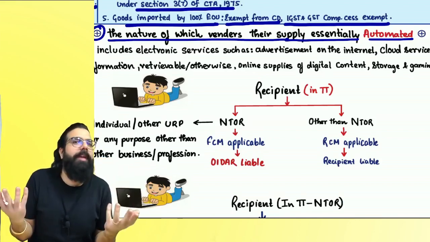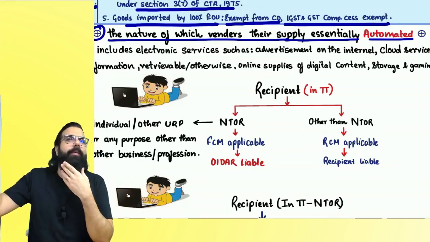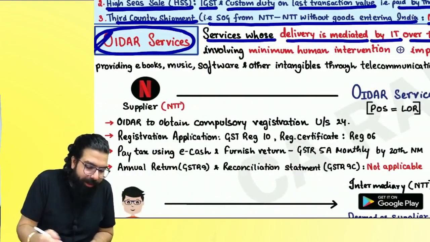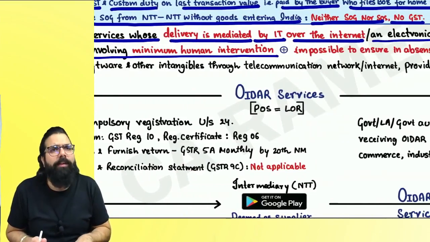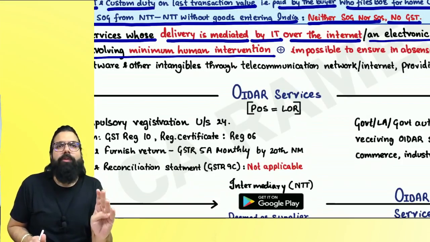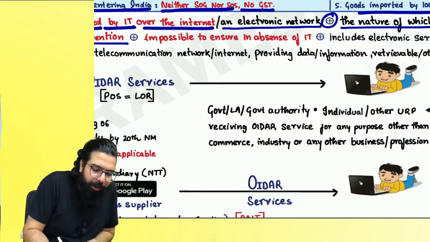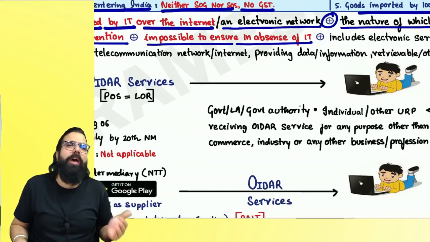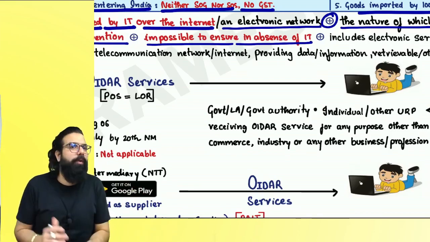You want to download a game from the internet, automatically you can go online to the website where the game is and download it. Then it is known as OIDAR service. It involves minimum human intervention. Do you ever call Netflix saying, I want this, I want that? Unless there is a problem, you don't call them. So there is minimum human intervention, and it is impossible to ensure in the absence of information technology. Tell me one thing, can you have Netflix without an IT network? It is not possible at all. Can I go ahead, everyone?